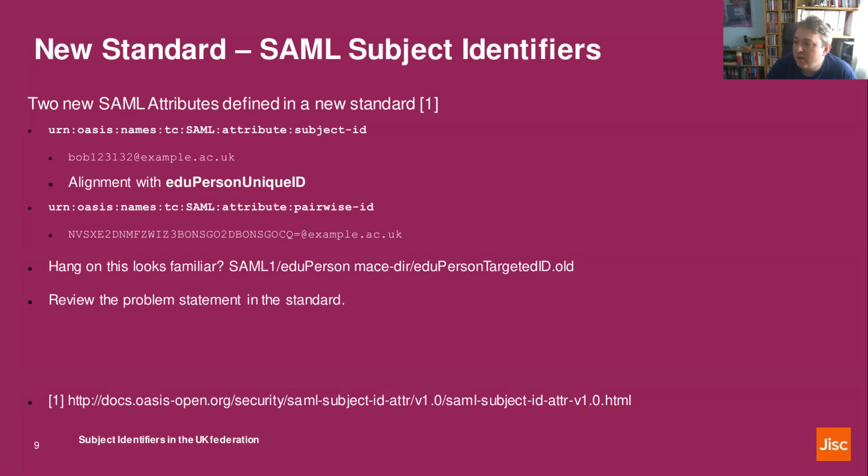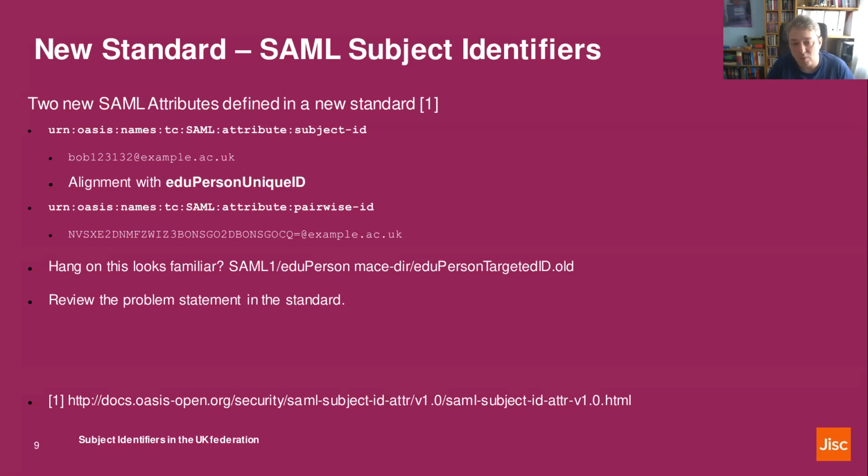So the new standard is SAML Subject Identifier. There are two new SAML attributes defined in a new standard, with a link to the new standard there. The first one is the subject ID. The idea is that this identifies a person. It can be reused between services and isn't unique per service.